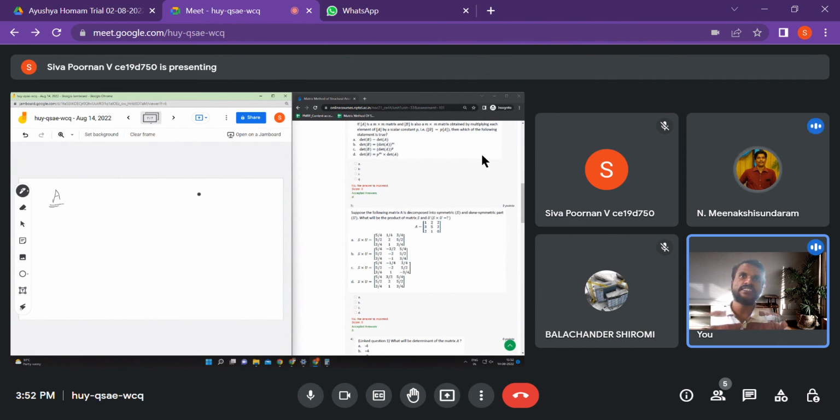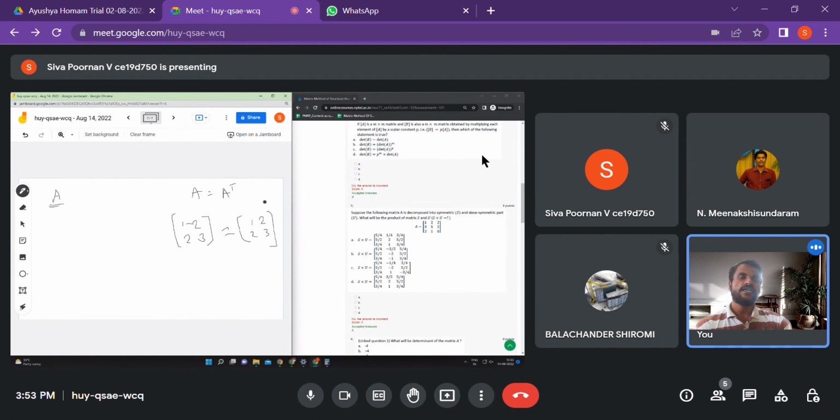Yes, a matrix is said to be symmetric if its transpose and the matrix itself are the same. An example would be something like 1, 2, 2, 3. If I transpose it, this row will become a column and this row will become the next column, and we see that both are actually the same. So this is a symmetric matrix.